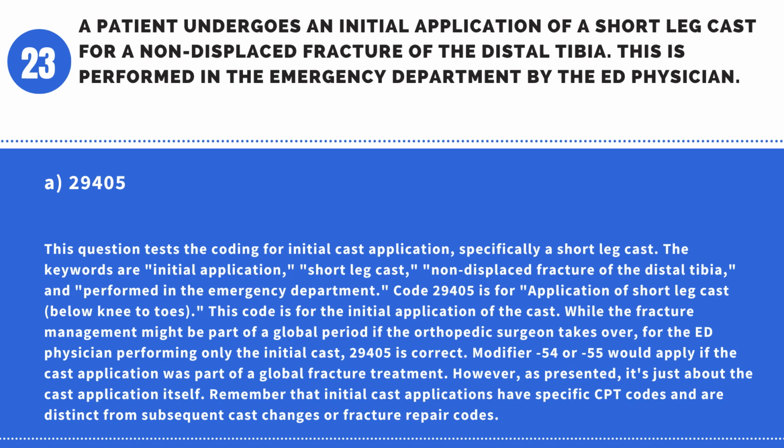While the fracture management might be part of a global period if the orthopedic surgeon takes over, for the ED physician performing only the initial cast, 29405 is correct. Modifier -54 or -55 would apply if the cast application was part of a global fracture treatment. However, as presented, it's just about the cast application itself. Remember that initial cast applications have specific CPT codes and are distinct from subsequent cast changes or fracture repair codes.